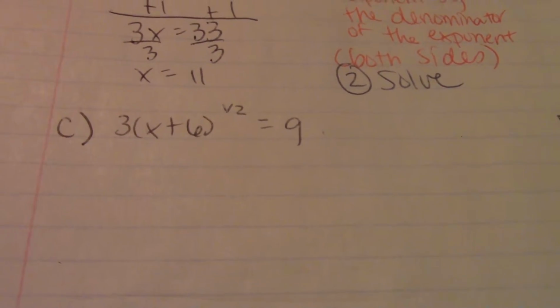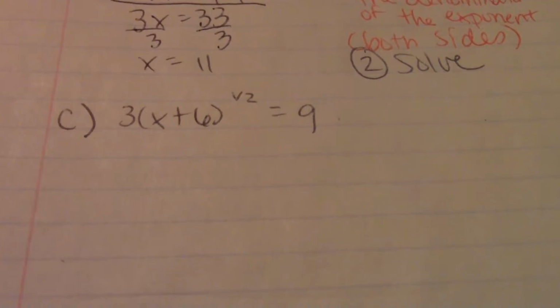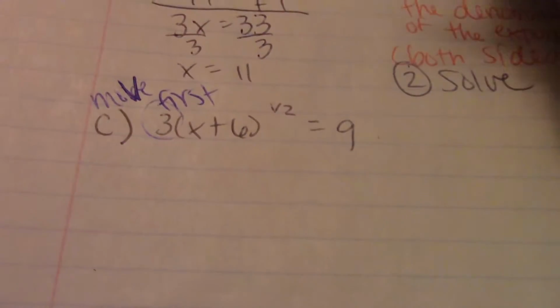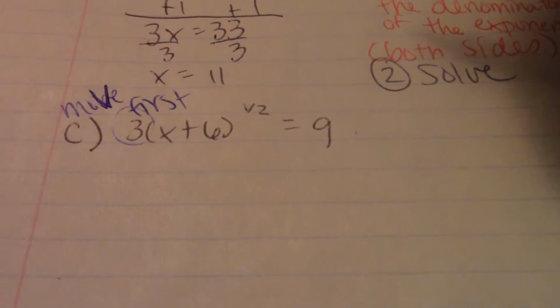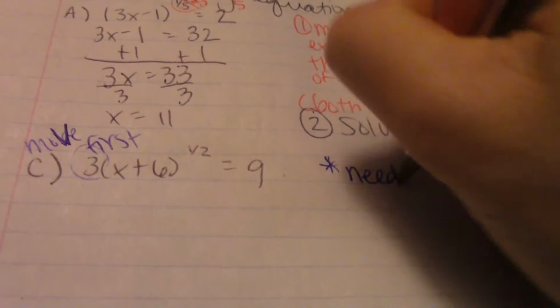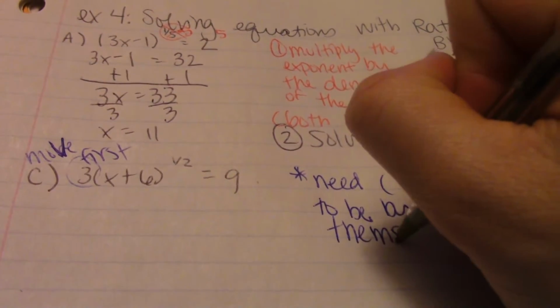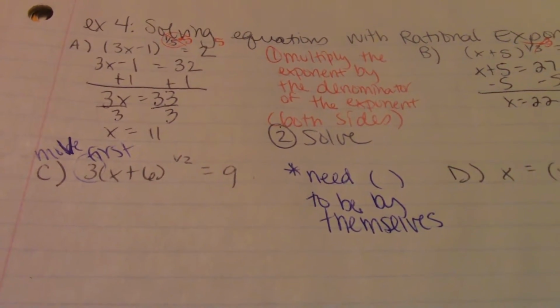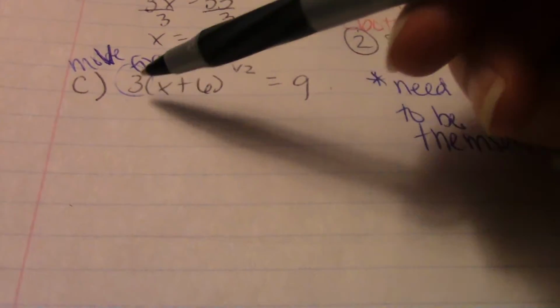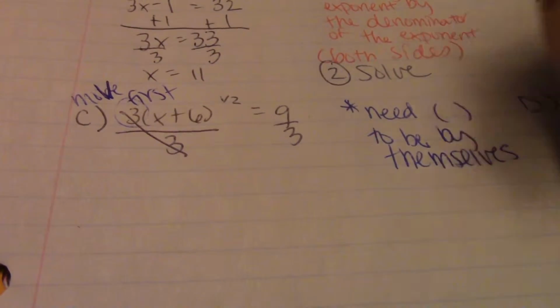Now this one's a little bit different. I need to move this first. I need the parentheses to be by themselves. And that's how we've always done it. So to move that 3, that says 3 times because parentheses means times, I need to divide by 3. So those go away. My left side still says parentheses x plus 6 to the 1/2 power. And 9 divided by 3 is 3.